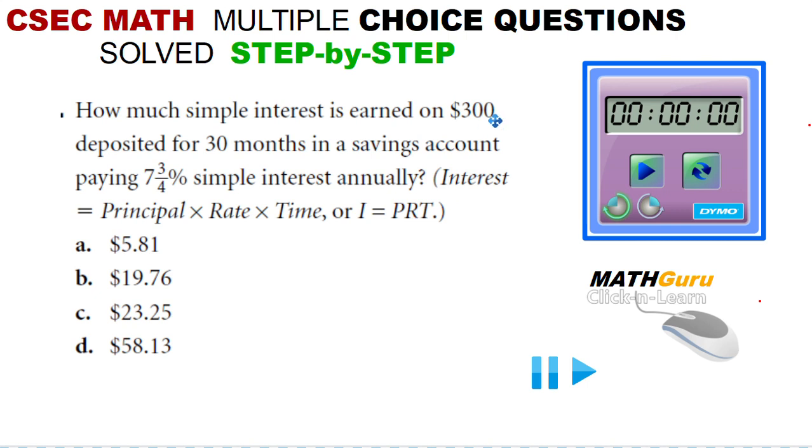So you look for the values. For example, on $300 deposited, $300 is the principal, the rate is 7.75%, and the time is 30 months. So applying that formula, you will get I is equal to 58.13. Did you get that? Great.